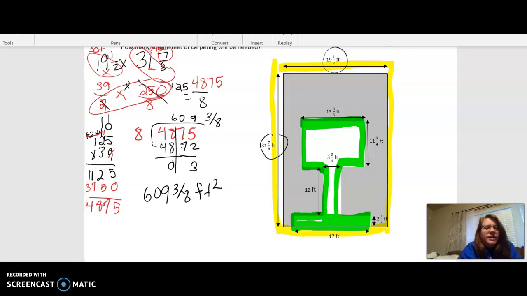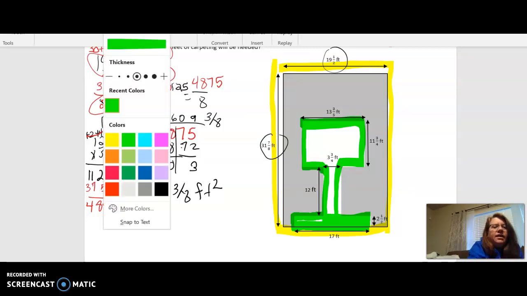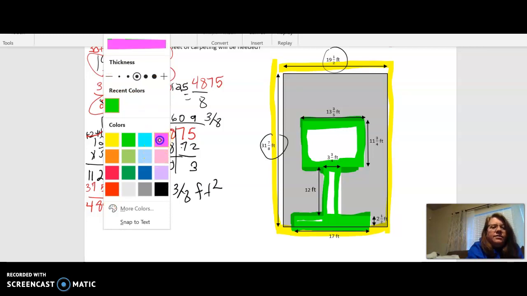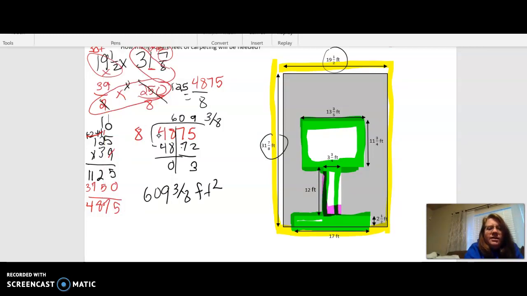Now, here's where your job comes in. You still have to subtract out the small white parts. And it's not just one rectangle. How many rectangles could you make out of that? So if I take a look at it, Ms. Kelly kind of drew over them already. Here's one big rectangle right here. And then I have another one right here, right?